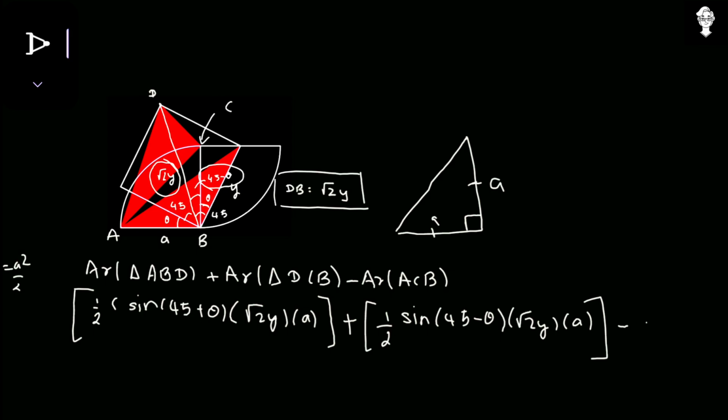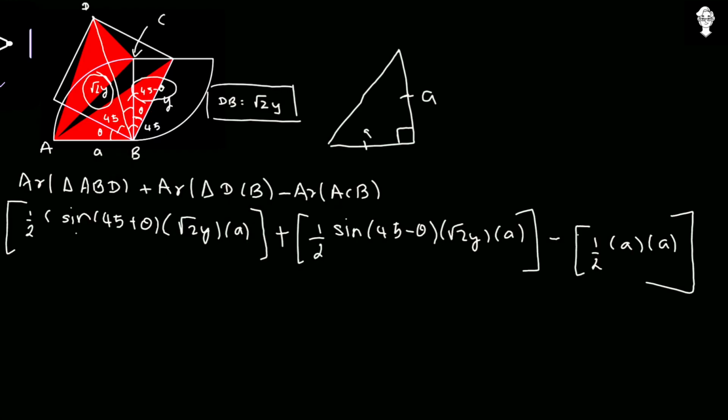So its area is going to be equal to half base into height. So it is going to be equal to A into A. First of all, what we will do is open this up, that is sine of 45 plus theta and sine of 45 minus theta, using these two identities.